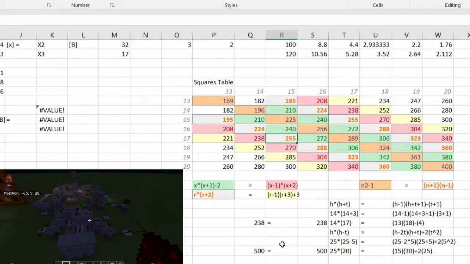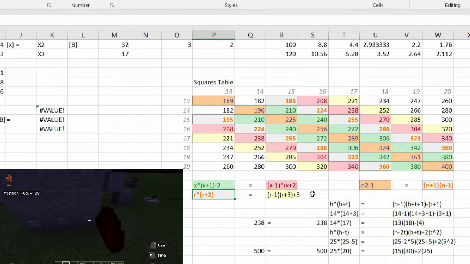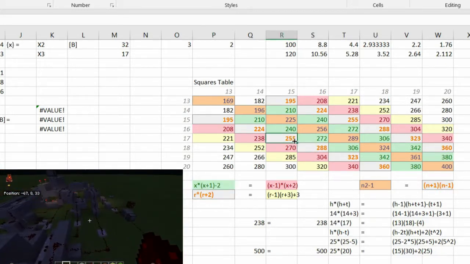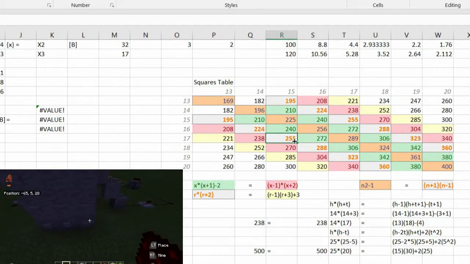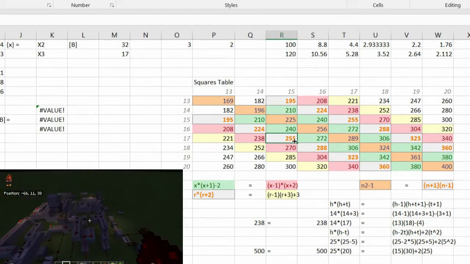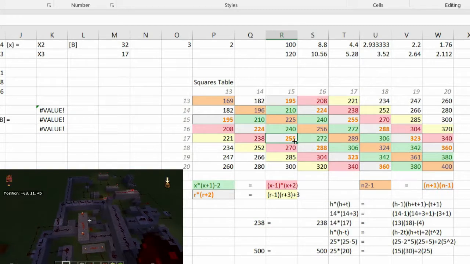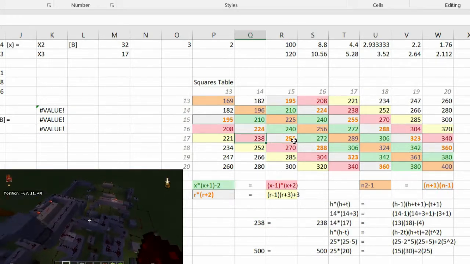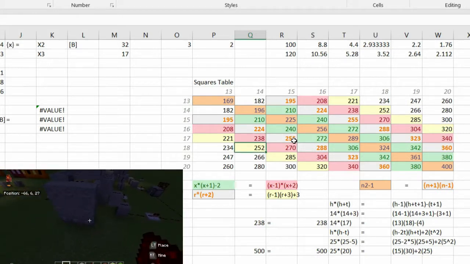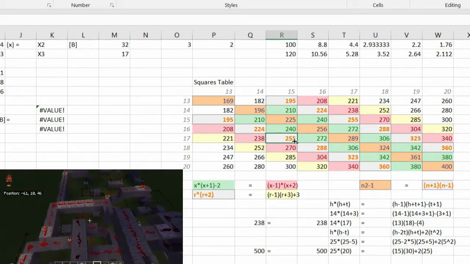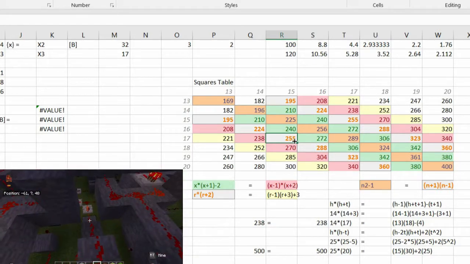Let's take a look at the last equation I have right here. r times (r plus 2) equals (r minus 1)(r plus 3) plus 3. Let's have r, in this case, be 15. It's 15 times 17, which is 255. Well, r minus 1 is 14, r plus 3 is 18. If you take this yellow number and add 3 to it, we get 255. Now, obviously, you might be noticing, hey, we're starting to get repetitive numbers here.